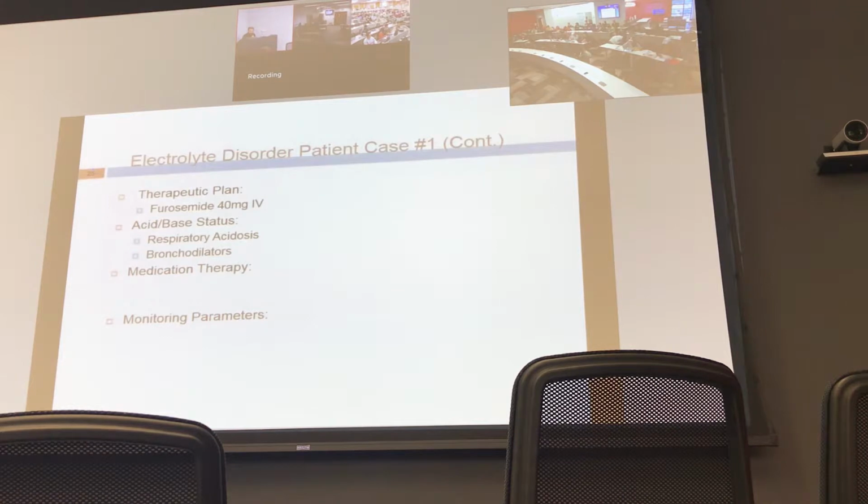What medication therapy issues are present in this patient, and how would you go about fixing those? So we will go to group 19 in Athens for that. Or sorry, that's Augusta. Group 19 in Augusta.